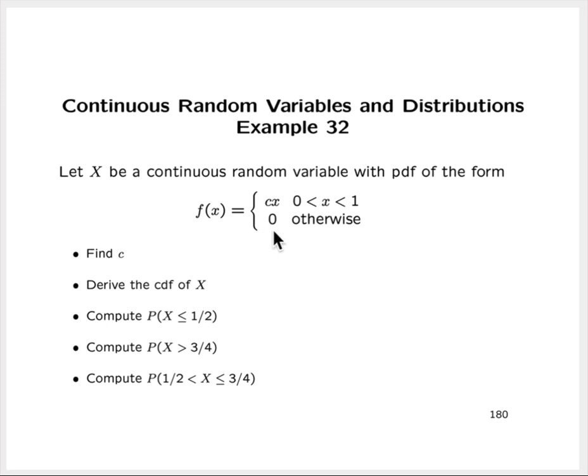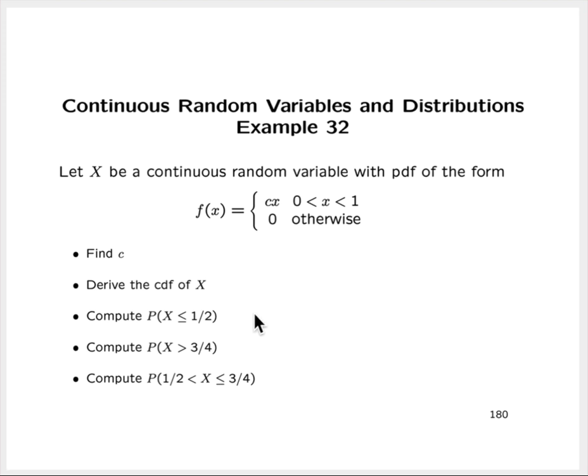And so what we want to do is several things. We want to first find c, because we haven't indicated what c is here, but we want to find the numerical value of c that would make this a PDF. Then, from that fully specified expression for the PDF, we want to derive the CDF of X, and then we want to compute several probabilities.